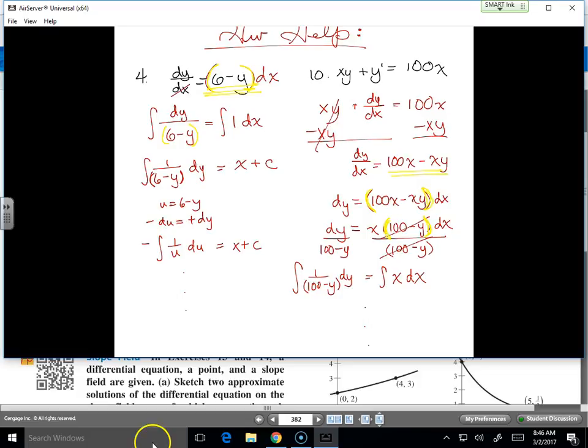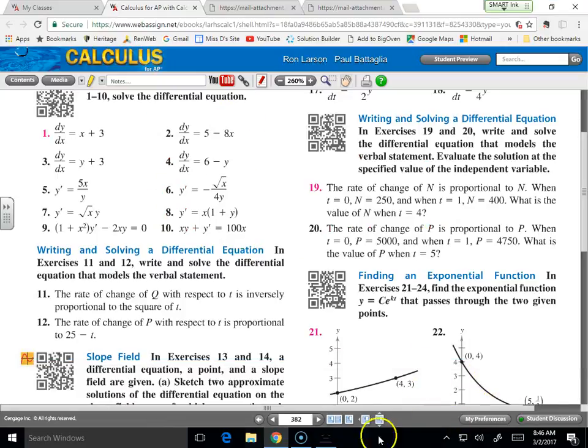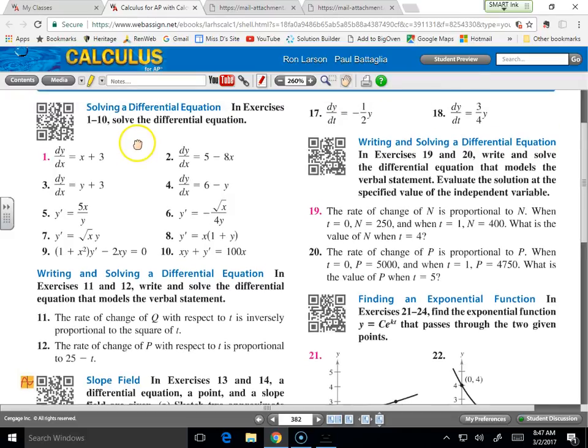Let's go check out the directions again. I think the directions were just to solve the differential equation, which means if they don't give us any clues, are we solving for the general solution with the c or the particular solution solving for the c? General. They didn't give us any clues, right? No clues.